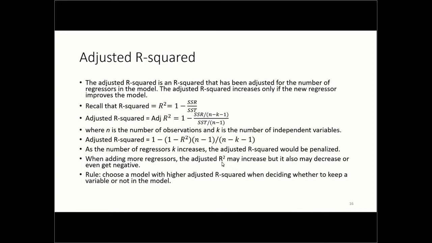So the rule of thumb is if you add a variable and that increases the adjusted R squared, you can keep it. But if it doesn't increase the adjusted R squared, you can basically drop it from the model. And the rule is to choose a model with the higher adjusted R squared when deciding whether to keep a variable or not in the model. Basically, one of the rules is if a variable increases the adjusted R squared, we can keep it, and if it lowers it, we can drop it from the model.